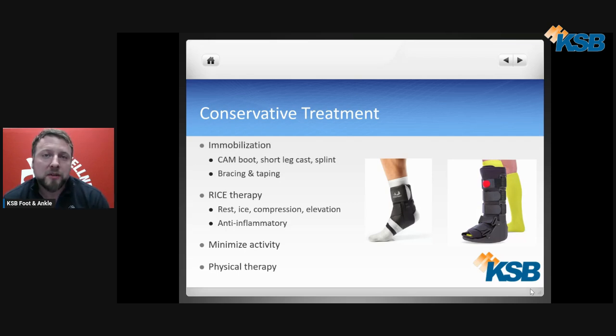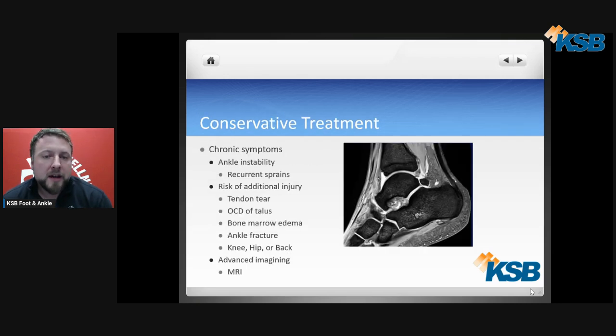Here at KSB, we're very fortunate to have an outstanding physical therapy department, and they help a lot of our patients that have endured an ankle sprain get back to their full activities. So if we have chronic symptoms that last a long time, like Dr. Kubik mentioned, we will experience ankle instability, and this may result in recurrent sprains and risk of additional injuries.